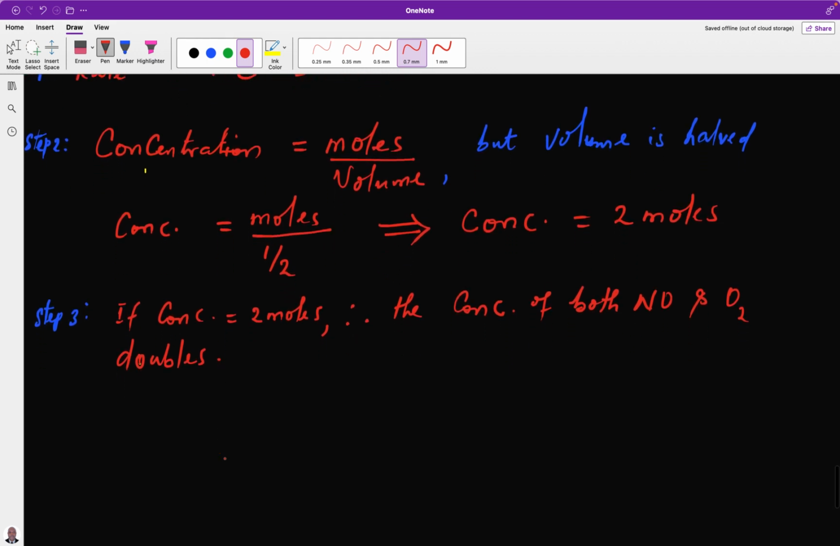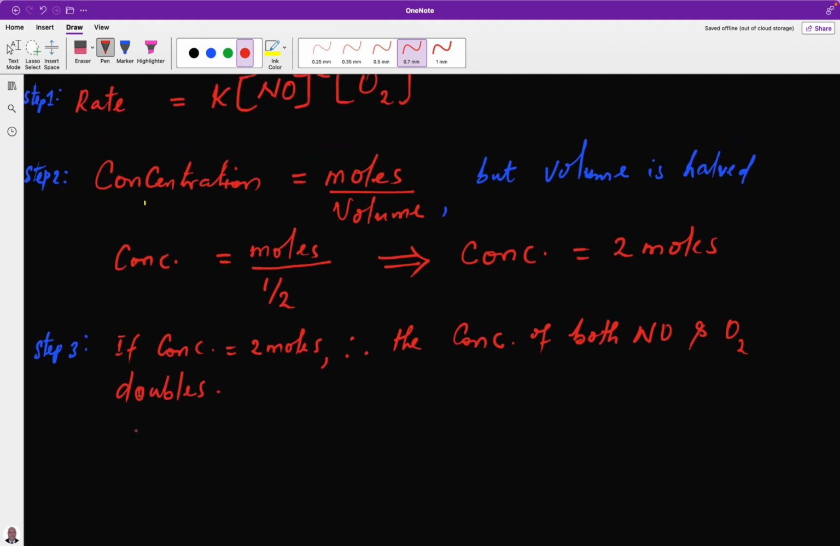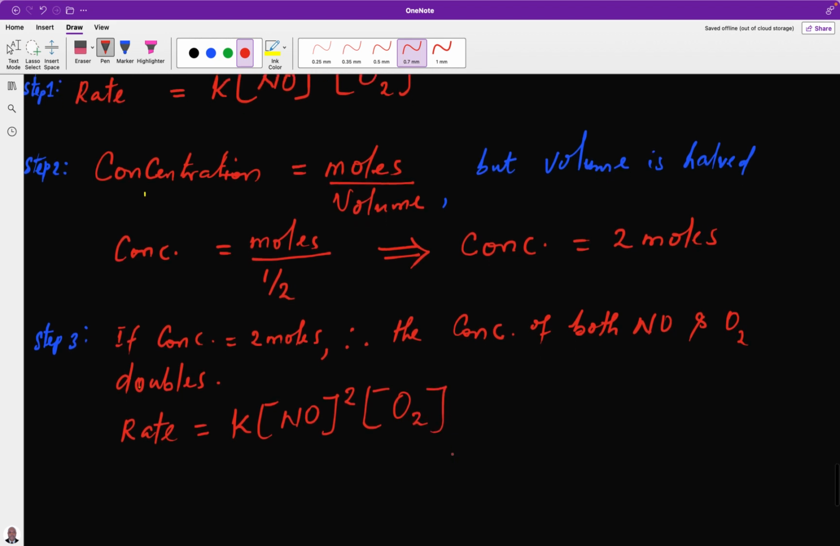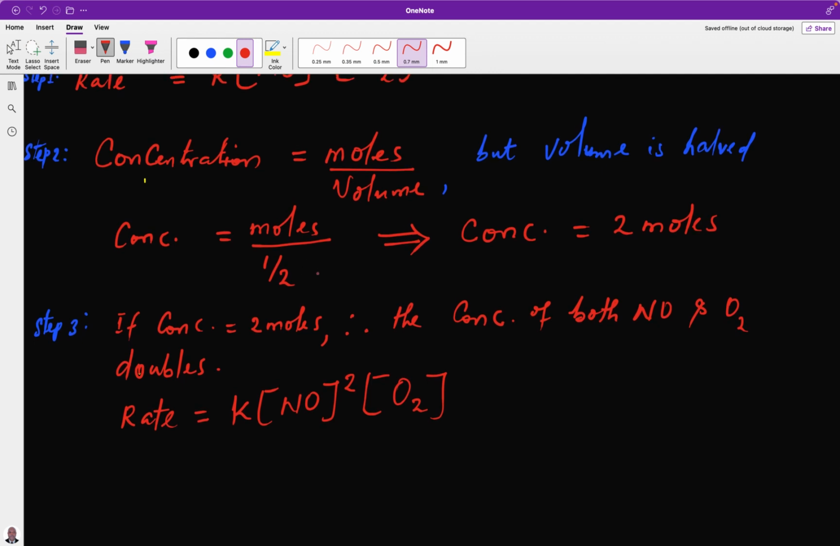So let's represent this in our rate equation. Because in our rate equation we have rate equals k [NO] to the power 2, and the oxygen. So what is changing in it? Now the rate will now be what? The rate now will double.